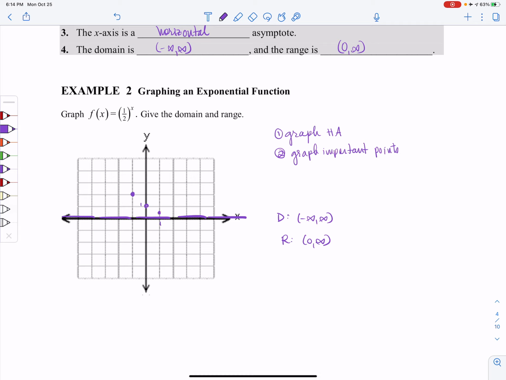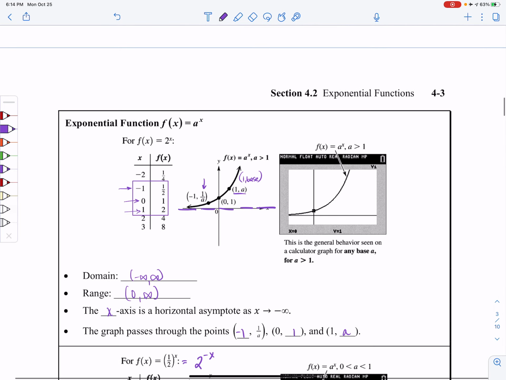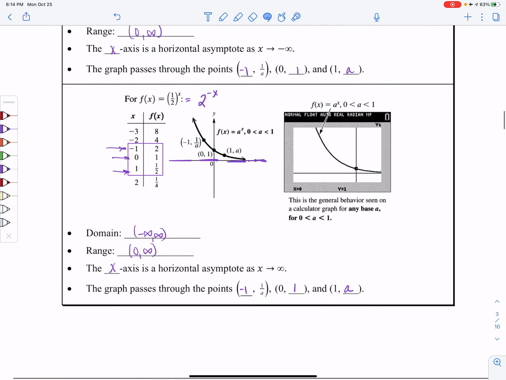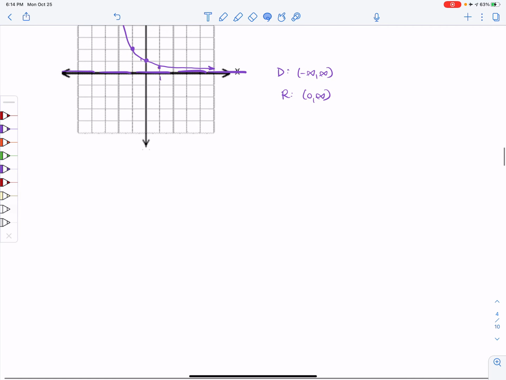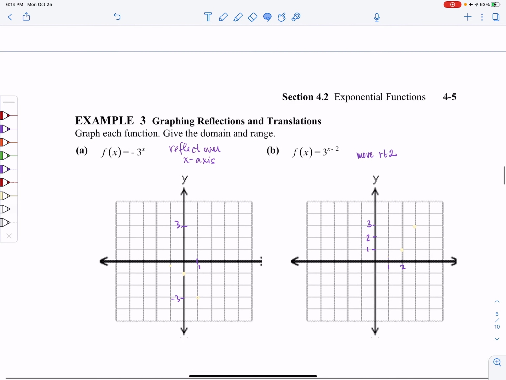I like to say that half of my graph looks like a parabola, and the other half of my graph is going to get closer and closer and closer to that horizontal asymptote. And you can see that that's the case as well on these guys. Half of my graph looks like half of a parabola, and the other half of my graph is getting closer and closer to that horizontal asymptote. So that's the general shape. My domain, once again, all real numbers, and my range from 0 to infinity.